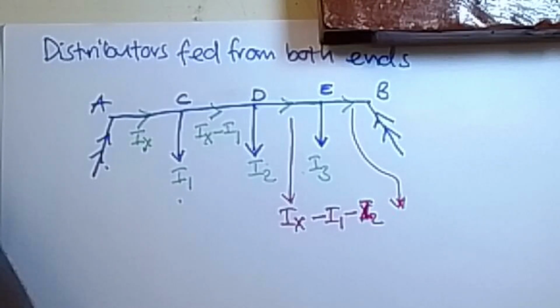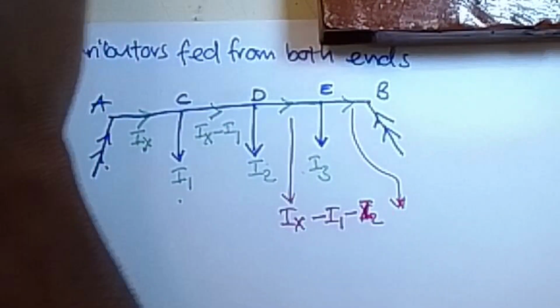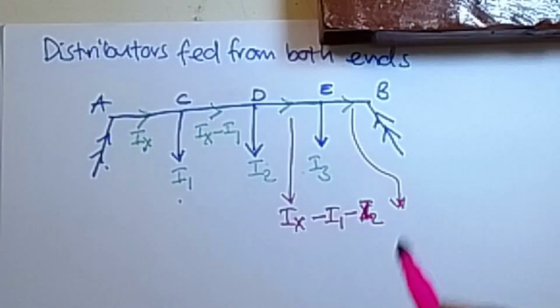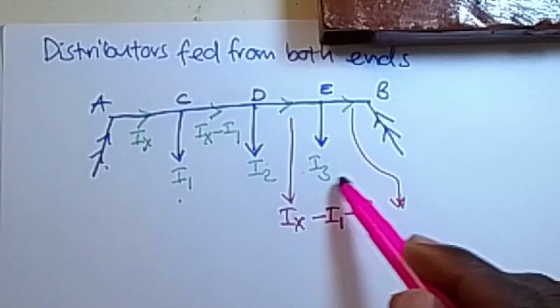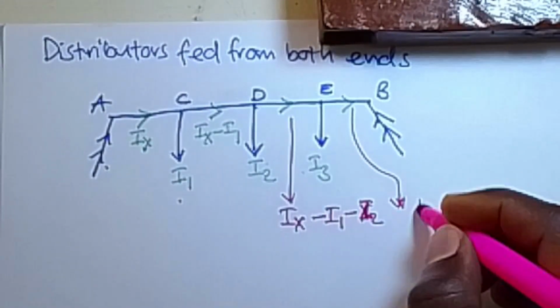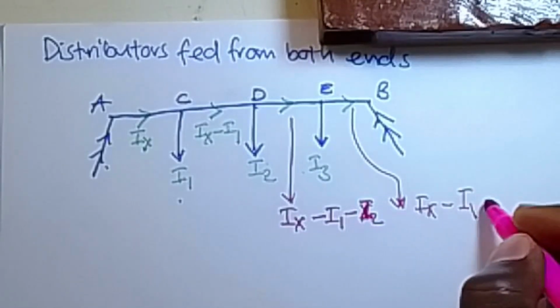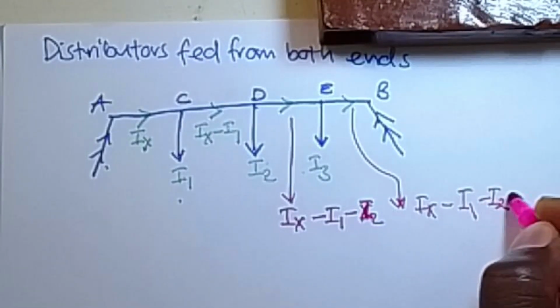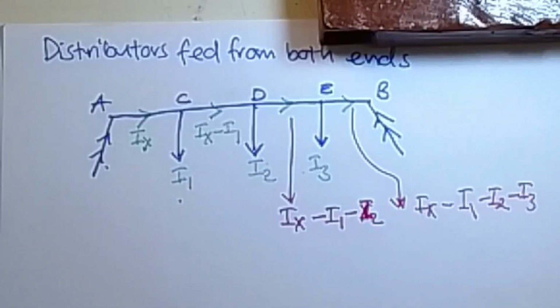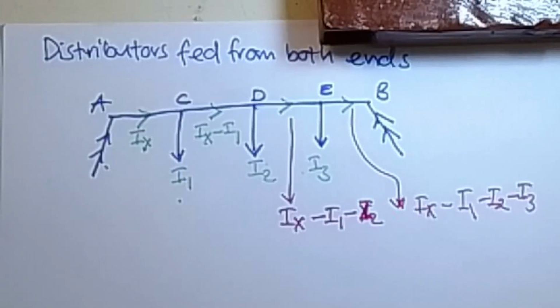From that particular section also, the current will be simply, we shall get these previous currents and then subtract I3 from them. So it will be Ix minus I1 minus I2 minus I3. So just simply like that, we shall be able to calculate the currents flowing in each particular section.